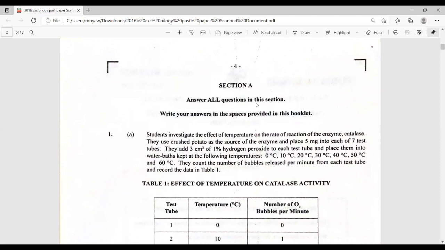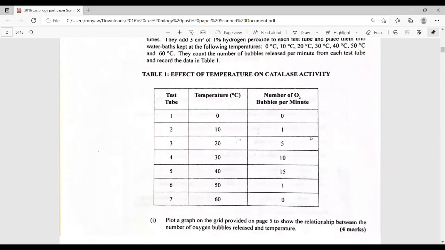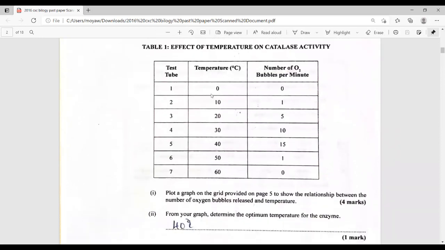So 0 degrees Celsius, 10 degrees Celsius, 20 degrees Celsius, 30 degrees Celsius, 40 degrees Celsius, 50 degrees Celsius, and 60 degrees Celsius. They count the number of bubbles released per minute from each test tube and record the data in Table 1. So Table 1, effect of temperature on catalase activity. So now we have a table. So we have the test tube. Remember they told us 1 to 7. And then we have the temperature recorded and also the number of bubbles produced per minute.